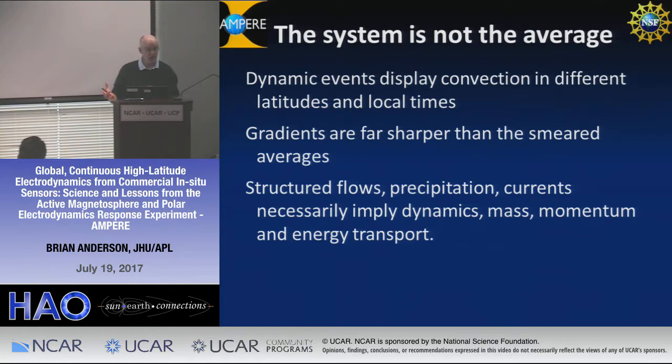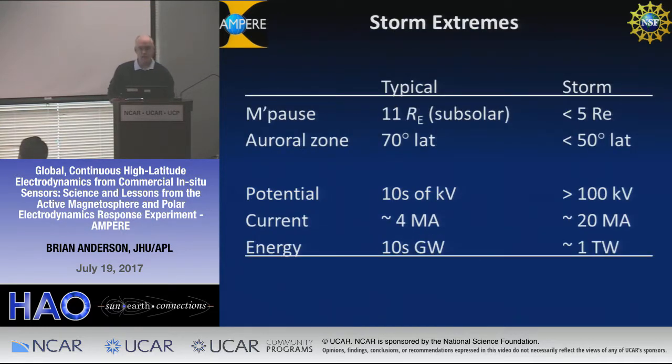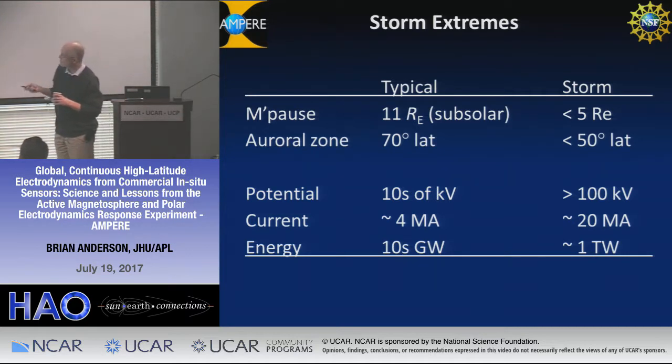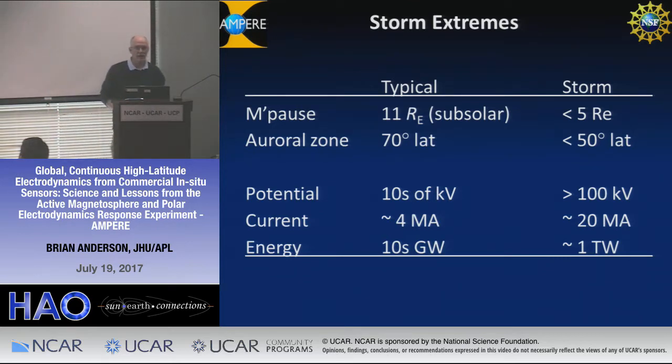Dynamic events have convection in different latitudes, different local times. The gradients are much sharper than those smeared patterns that you saw. There are structured flows, structured precipitation, and currents that necessarily imply dynamics and mass transfer that you cannot estimate based on those smeared patterns. In addition to that, during storms, the system is on very different scales. It goes to different latitudes. The potentials that are involved are very different. The total currents are much larger, and there's about 100 times more energy involved in the dissipation of the system. And so if you want to understand storms and you want to do it statistically, that's a really hard thing to do.